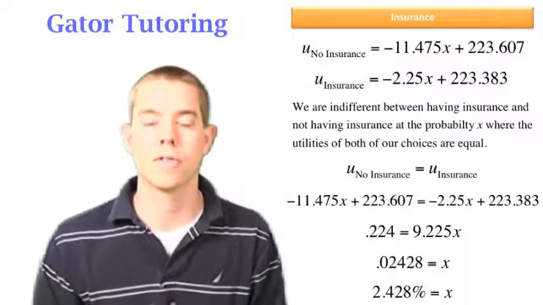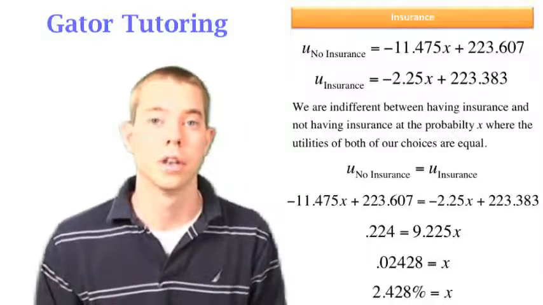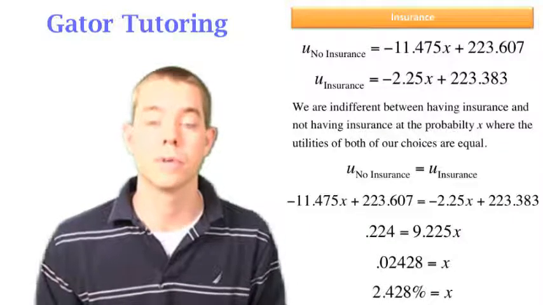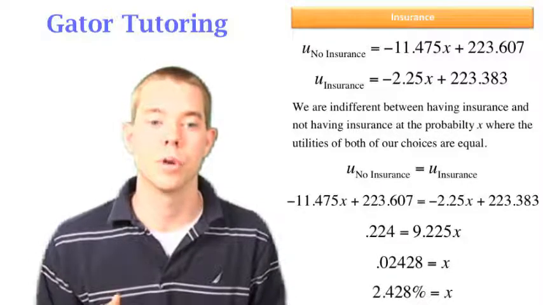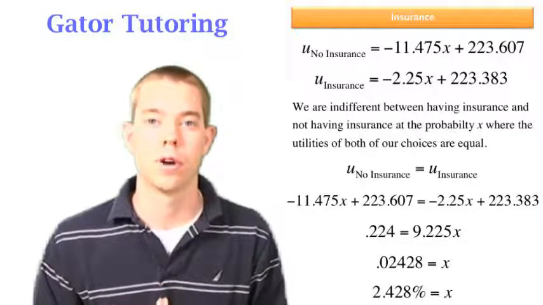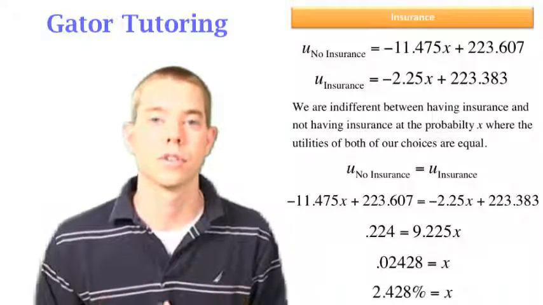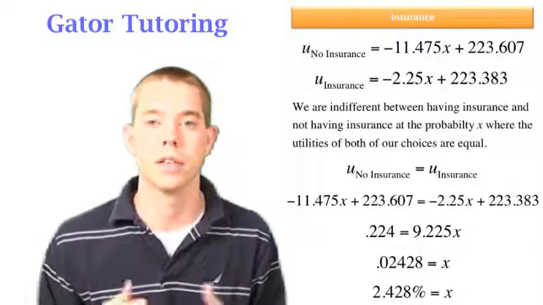Well, if we've already solved for the indifference point, we know that anything above 2.428% is going to induce them to buy insurance. So if the probability X was equal to 5%, we would for sure buy insurance. If the probability X was less than 2.428%, we would for sure not buy insurance. So if the probability X was just 1%, we know that we wouldn't buy insurance. So this is why it's significant. Anything above this is going to make us buy insurance. Anything below this is going to make us not buy insurance.